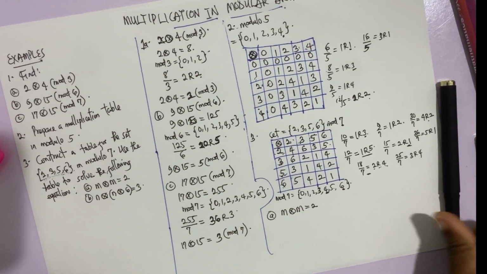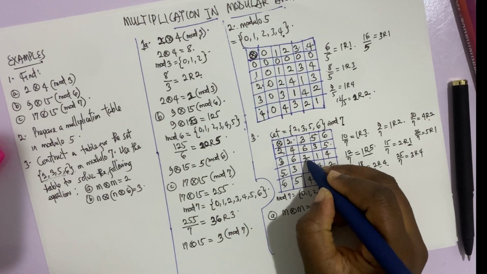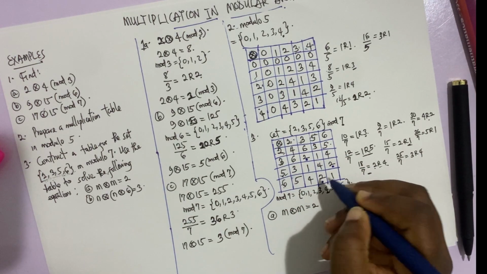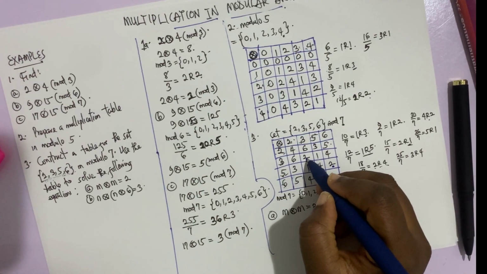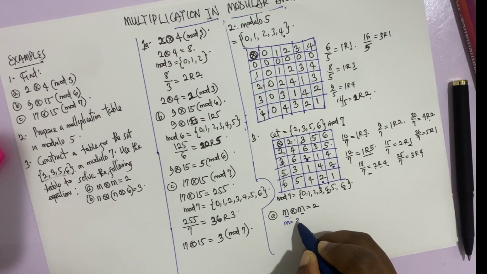So the first question, we are told that m times m will give us 2. So the first thing we want to identify, what are the values of 2 in this table? We have 2 here, we have 2 here, and we have 2 here. So 2 is here. What gives us this 2? 3 times 3, and we have m times m. So that means m is 3.